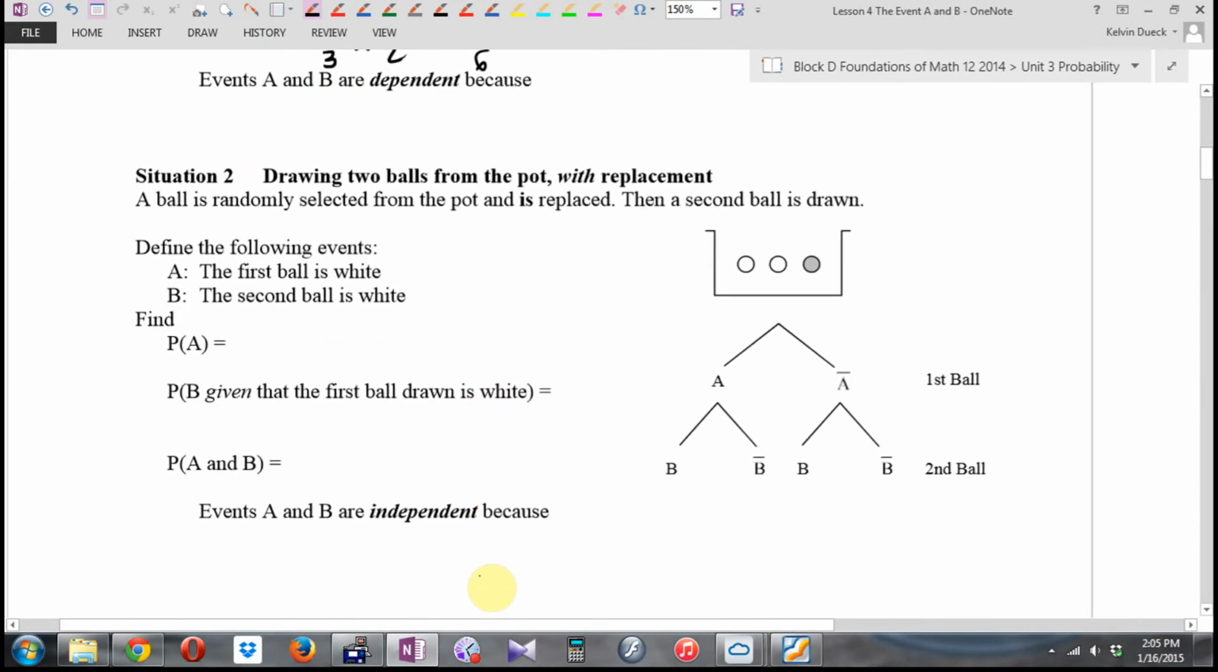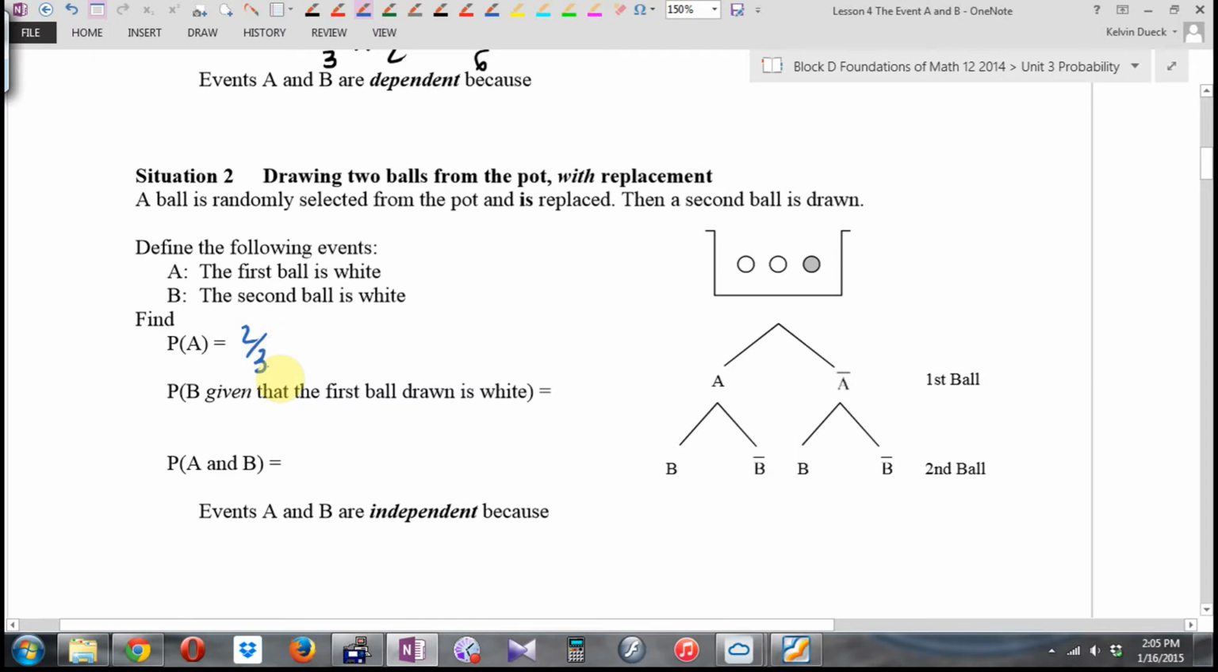Situation 2 is identical to situation number 1, except this time you're putting the ball back in after you pick it and shaking the container up again, with replacement. Okay. What's the probability of getting a white ball on the first draw? Still 2 out of 3. Nothing's changed there.